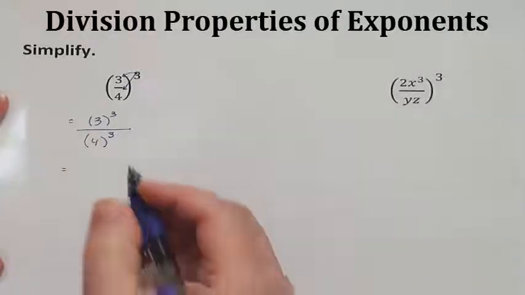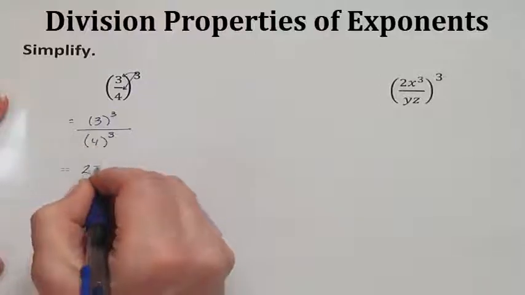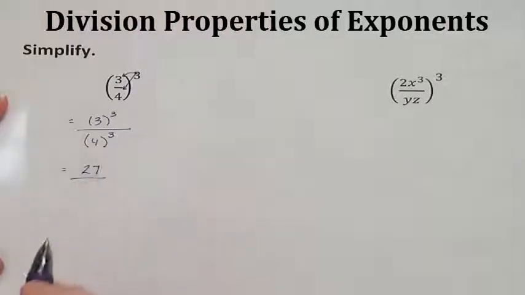So now we need to finish simplifying it. 3 to the third power is 27. 4 to the third power is 64.